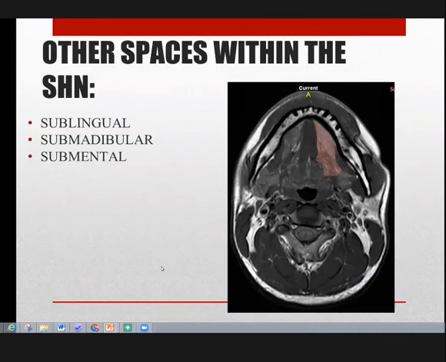Okay. So I will also discuss the other spaces within the suprahyoid neck area. So first is the sublingual space. Okay. So this image, okay, it is referred to as the floor of the mouth. This space is located below the tongue and confined by the mylohyoid muscle and hyoid bone. So the contents of this space include the muscles, hypoglossal nerve, lingual artery and vein, sublingual gland and ducts, and a deep portion of the submandibular gland and duct as well as the lymph nodes.